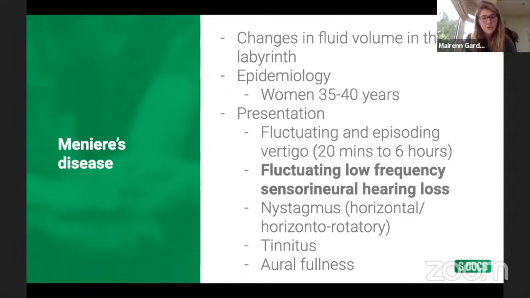These patients might also have nystagmus, and they might also have tinnitus. The tinnitus may go on for longer than the episodic periods of vertigo, so it's slightly different from the hearing loss and vertigo. And they also sometimes complain of this sensation of fullness in their ears.